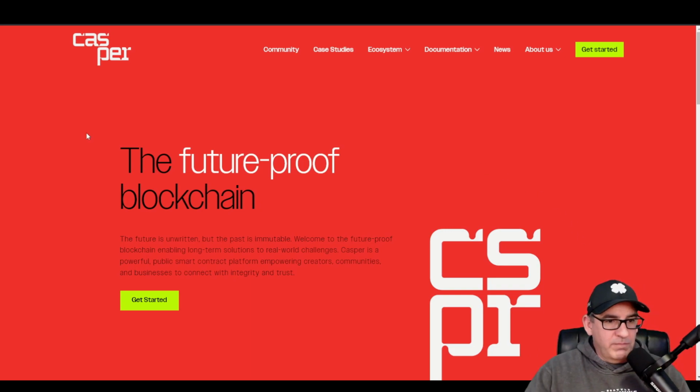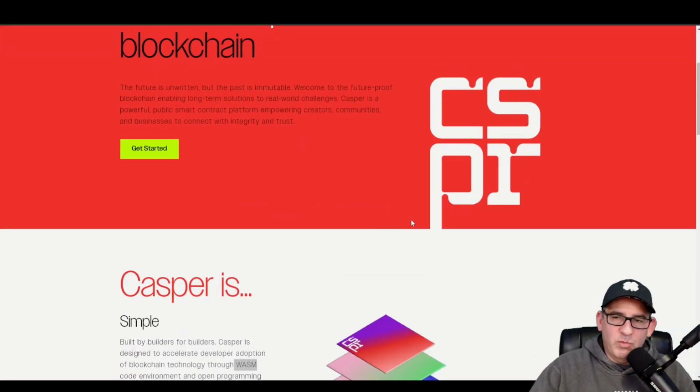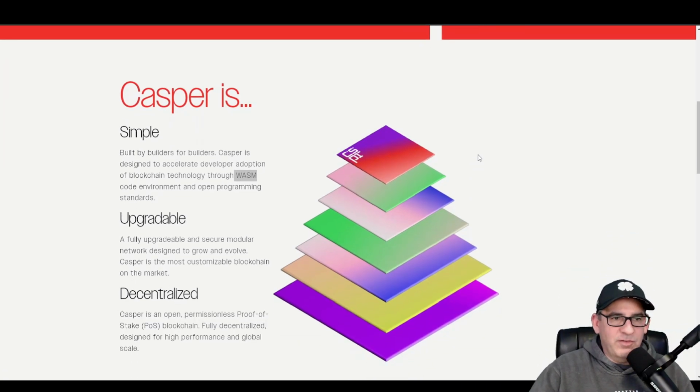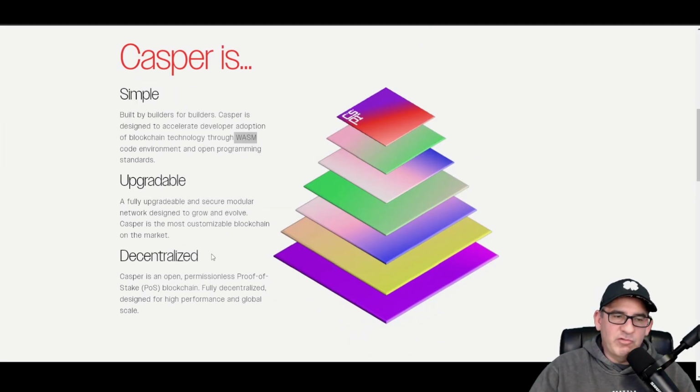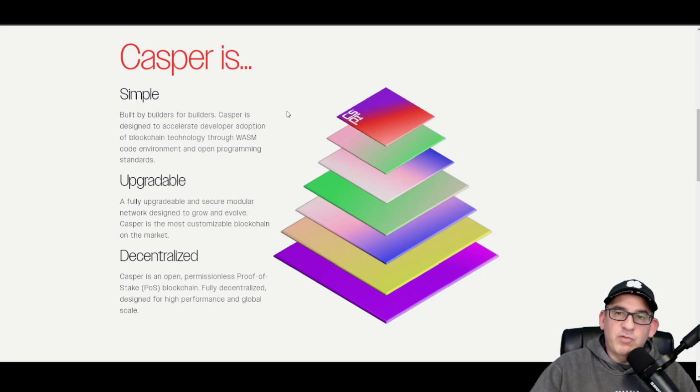So right here, the future-proof blockchain, right? The future is unwritten, but the past is immutable, right? Can't change the past. Welcome to the future-proof blockchain, enabling long-term solutions to real-world challenges. Now, here is what Casper describes itself as: simple, upgradable, and decentralized. Built by builders for builders, Casper is designed to accelerate developer adoption of blockchain technologies through WASM, which is WebAssembly, environment, and open programming standards.